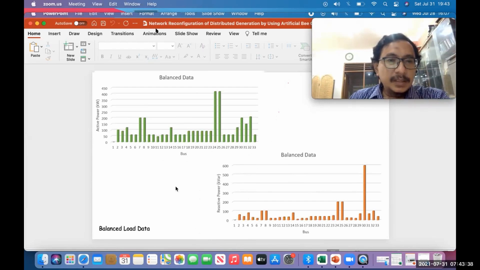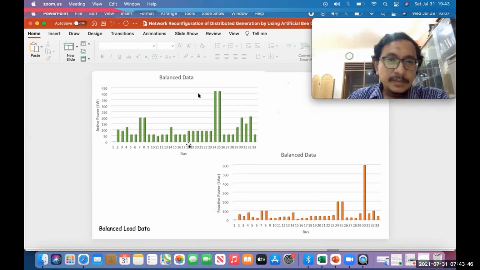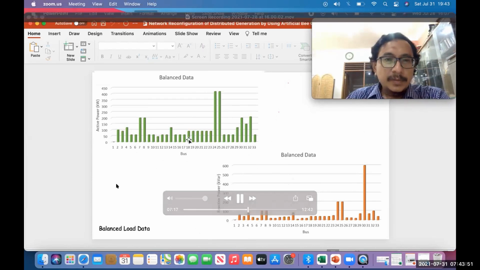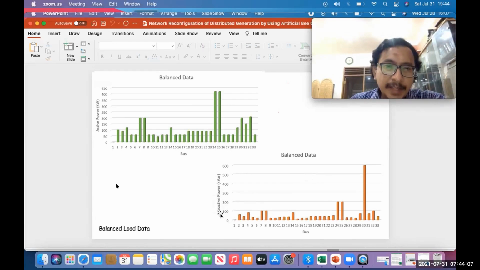And this is the balanced load data. You can see here, this is for the active power, and this is for the reactive power. From this data, we see that buses 24 and 25 have larger active power than the other buses, and for the reactive power, bus 30 has larger reactive power than the other buses.